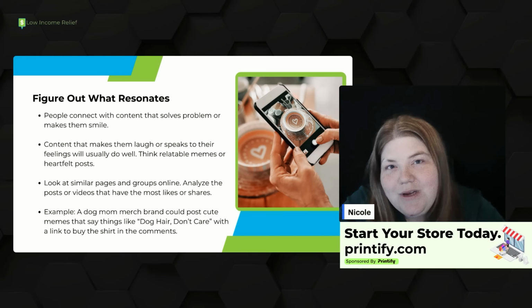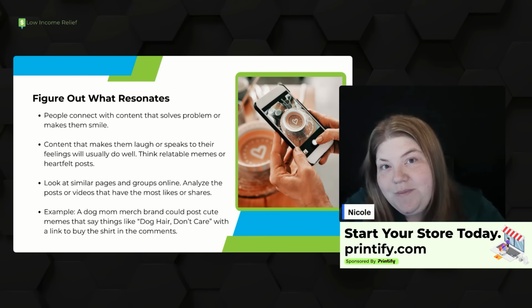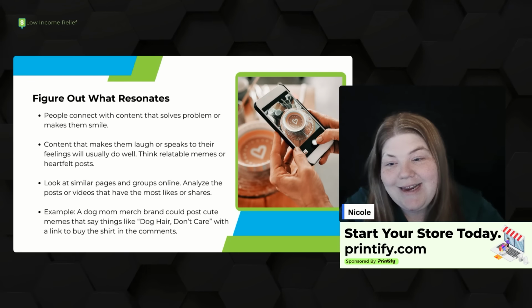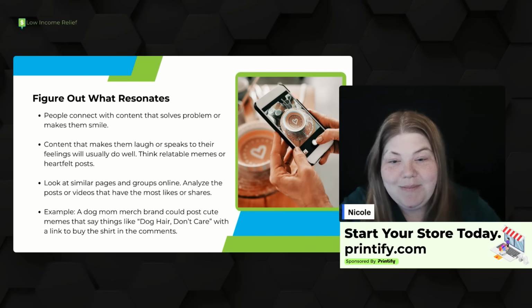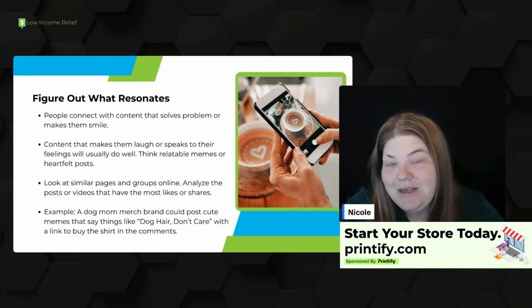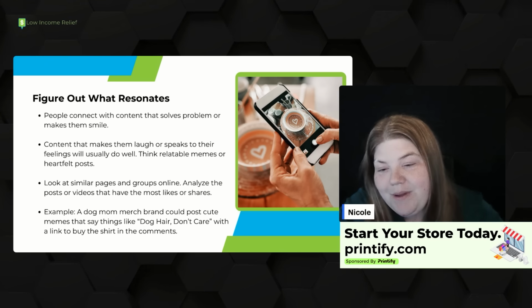So once you know who you're talking to, you need to figure out what resonates with those people. Most people connect easiest with content that either solves a problem or makes them smile. Content that makes people laugh or speaks to their feelings will usually do really well. You can think relatable memes or heartfelt posts.